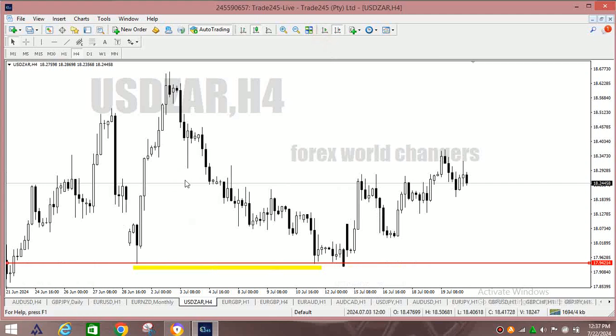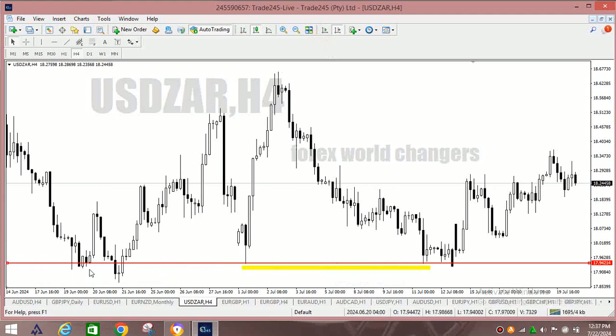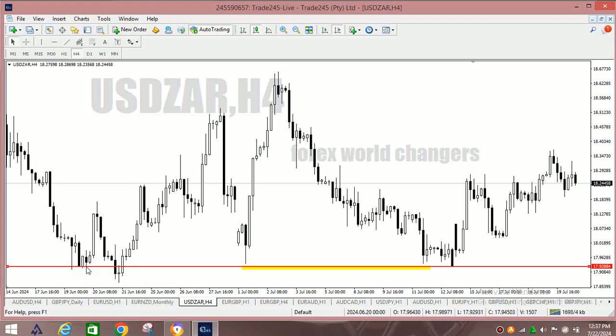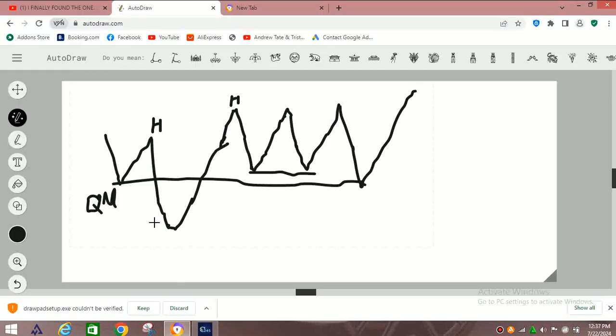It's not a coincidence. You see, just here at this zone. Let me drag this red line so you can see this. It turned exactly at the same close of the QML level, and then decided to go up. So you see S1, S2, and then the QM level. This is the Quasimodo level. It turned exactly at this point and then decided to go up again. So this is very effective.